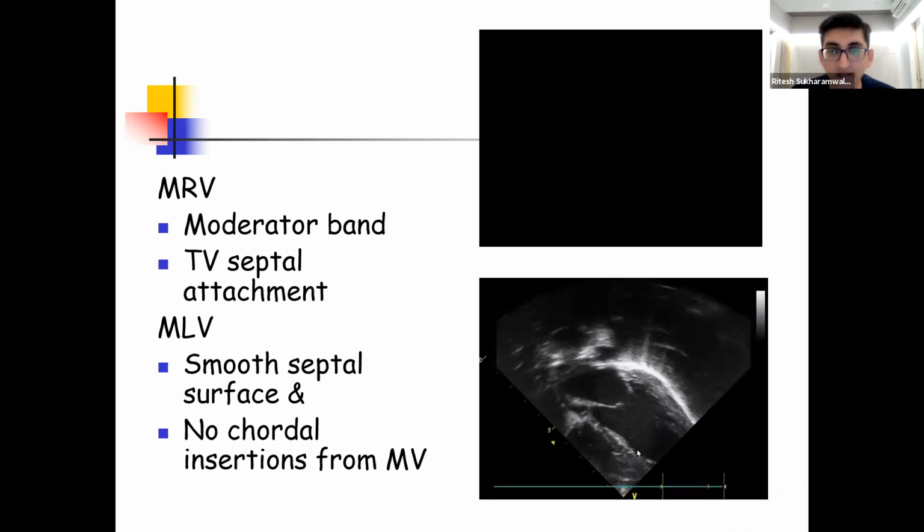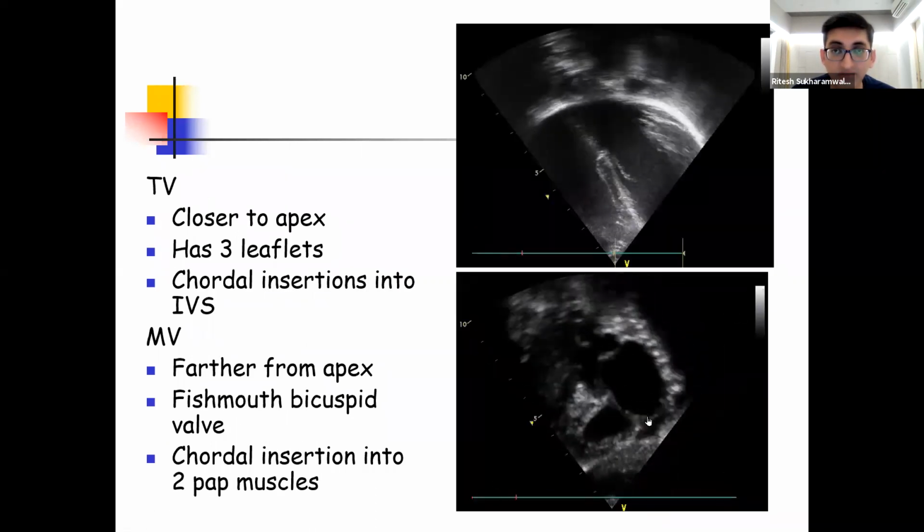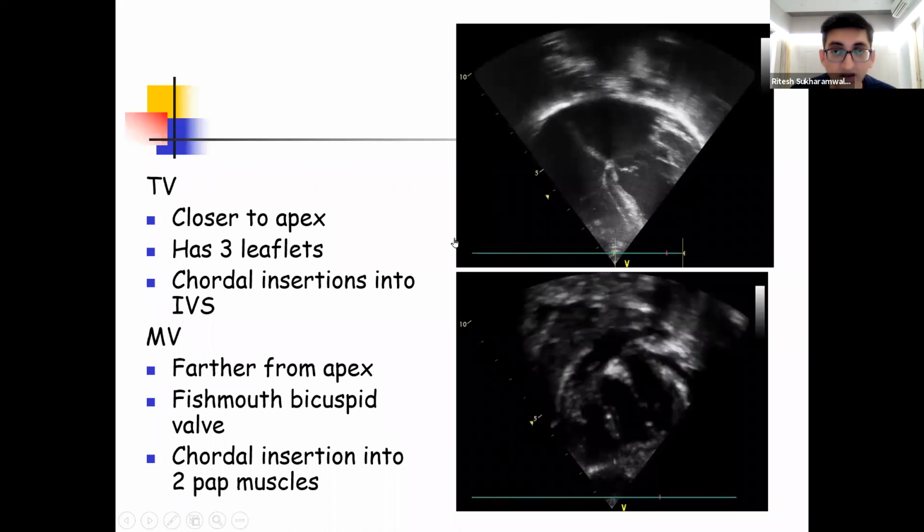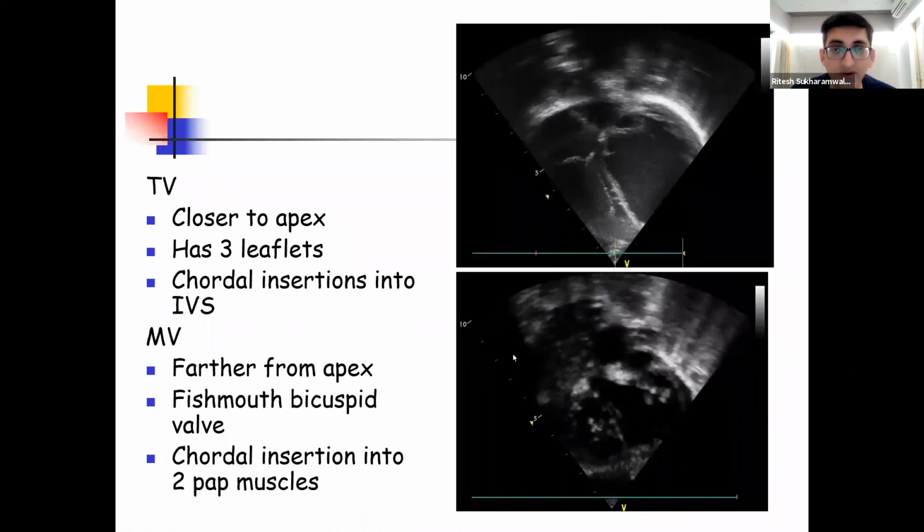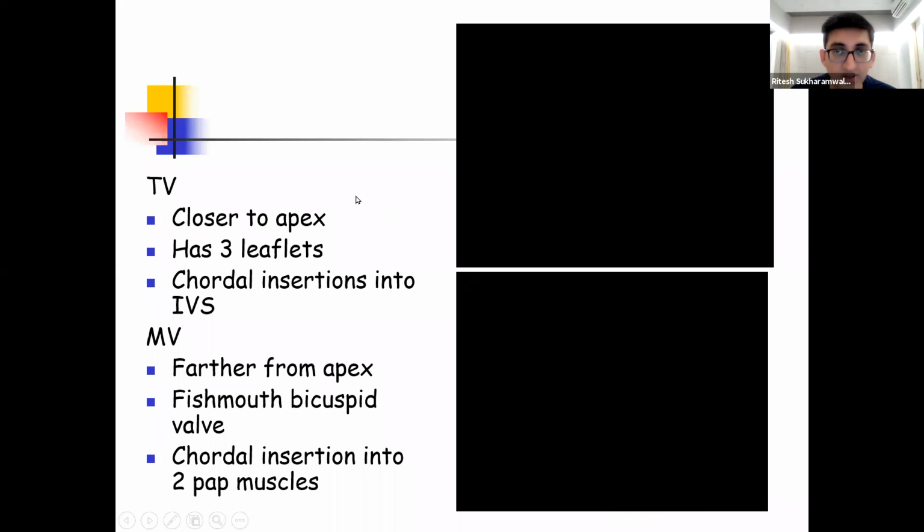is smooth and there is no attachment of the tricuspid leaflet chordae onto the interventricular septum. So there is no attachment on the interventricular septum. It is smooth. Hence, it defines that this ventricle is morphologically a left ventricle. However, we have characteristic features of the valves, the tricuspid valve and the mitral valve.